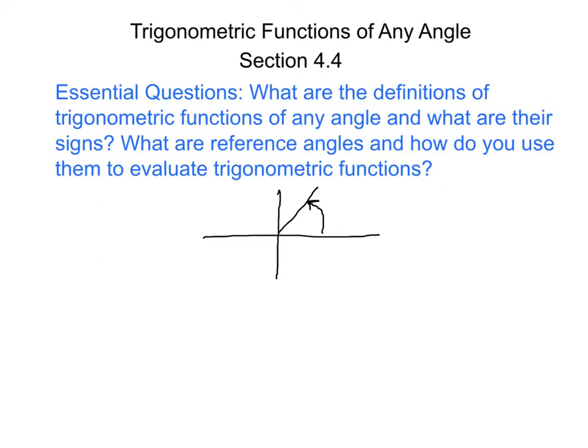This is the initial side of the angle, and this line here represents the terminal side of the angle. If we were to pick a point on that terminal side, that point would have coordinates x and y, and this length here would have a distance equal to r. The coordinates of this point would be simply (x, y).